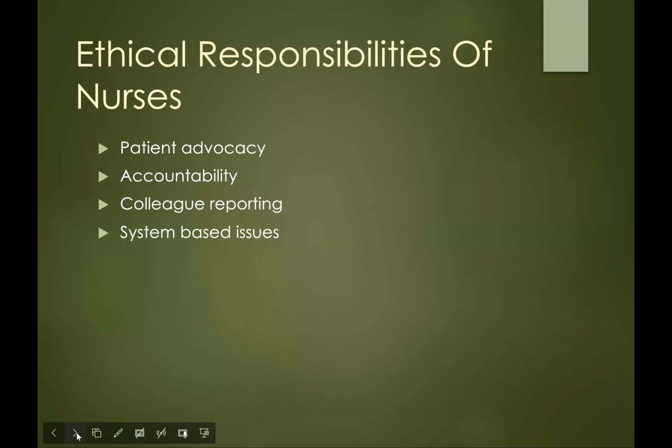If you see someone stealing drugs or sleeping on duty, leaving unstable patients by themselves, if you see any wrong action, it's your responsibility to tell someone. System-based issues, which is identifying system-based problems. For example, if a new procedure is implemented without the proper education and training, you need to let them know.